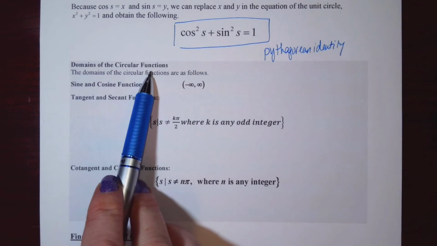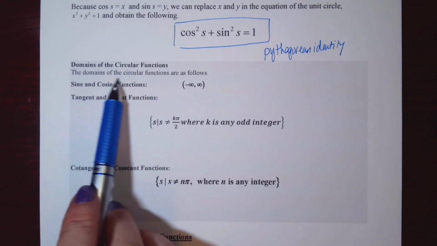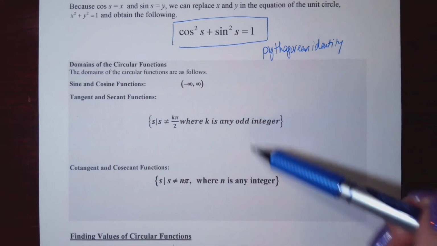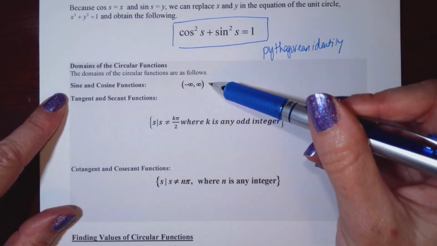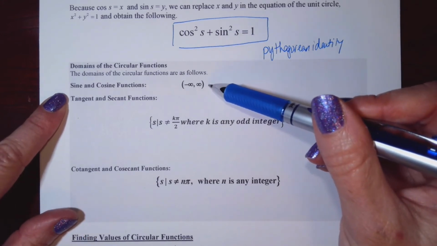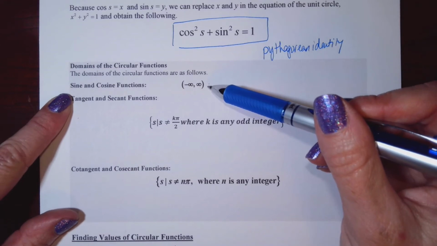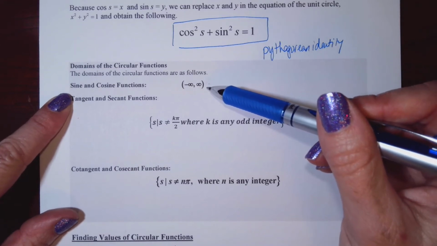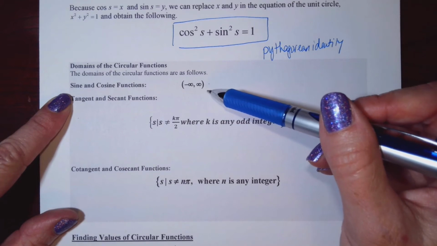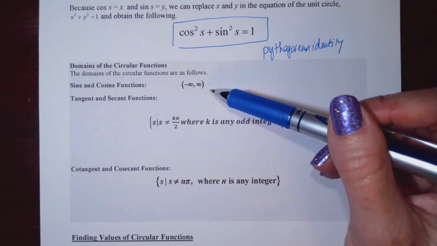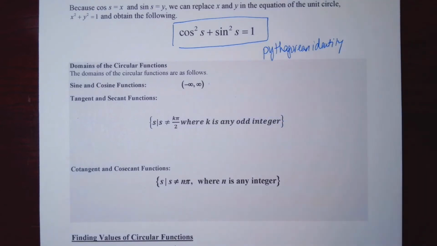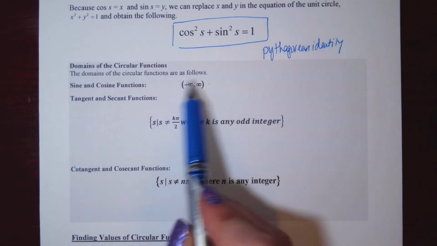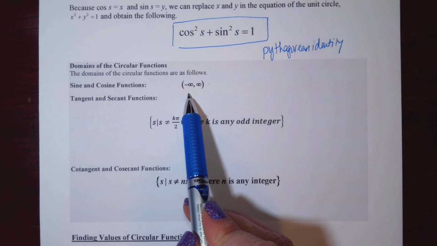Okay, domains of our circular functions. The domains of our circular functions are as follows. For sine and cosine, we can plug in anything. Anything's going to work, because sine is equal to my y value, cosine is equal to my x value, always over that radius which we are working with, the concept of the unit circle, so it's always going to be 1. Any real number, anything's going to work.